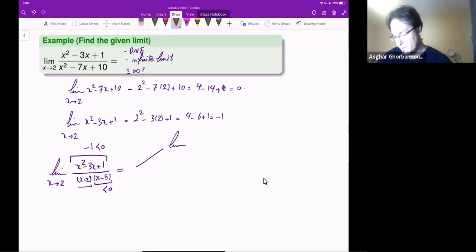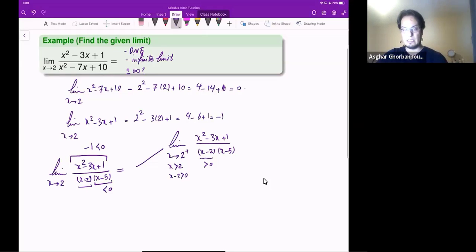Okay, so if we approach 2 from the right, then this is going to be positive. Well, yeah, positive, that is what this means, and this is positive, yes. Now, positive, negative, and then another negative. All multiplied, you get plus infinity.